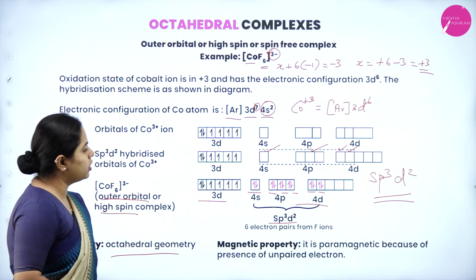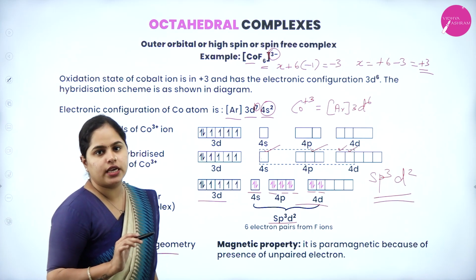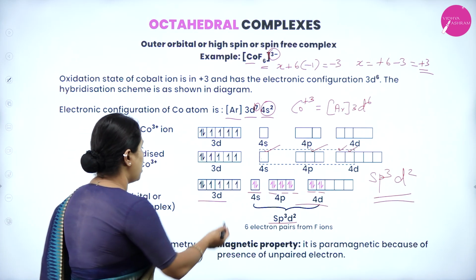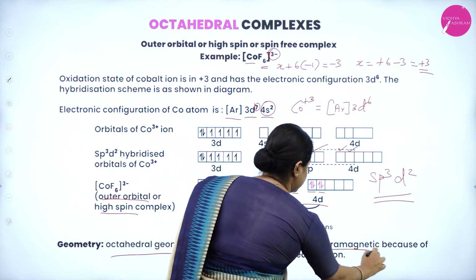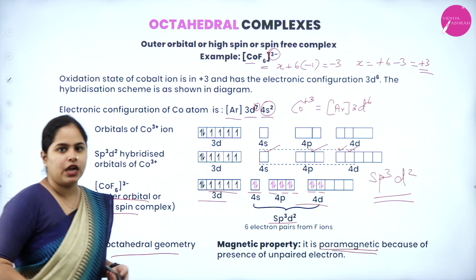It is from 4d. That is why it is an outer orbital complex or high spin complex. Clear? Now coming on to the magnetic property. Yes, can you say that it is diamagnetic? No, right? There are unpaired electrons present here. Hence it is paramagnetic. I hope it is clear.